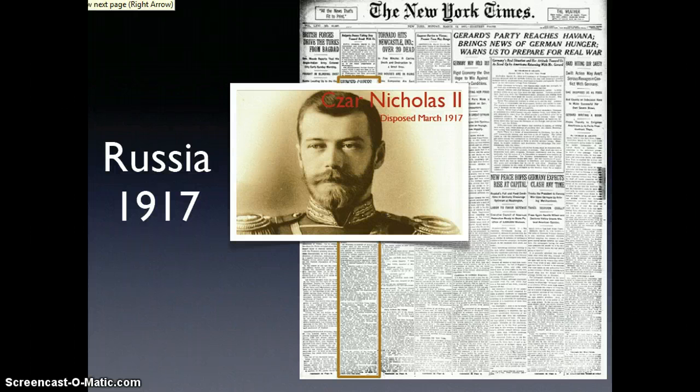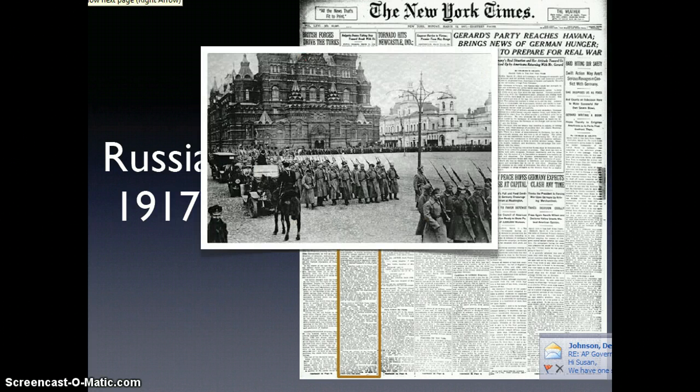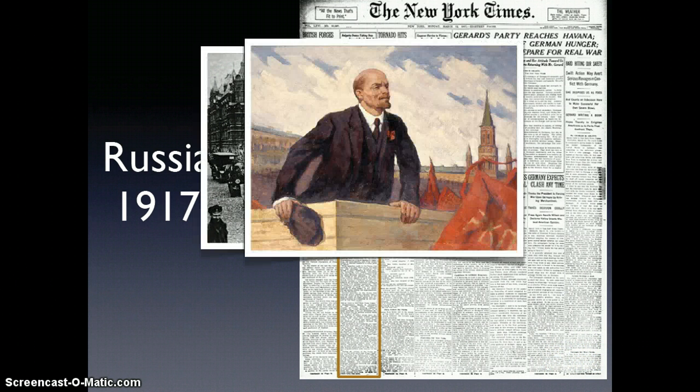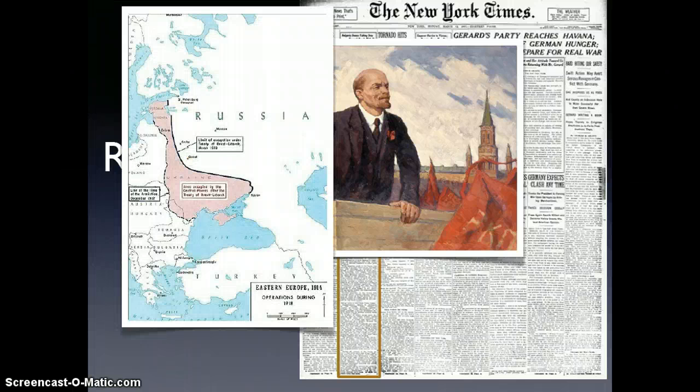So for a few months, we would have Russia in a state of not really knowing what's going on or what is next, but there would be yet another revolution. And this would take place a couple months later in November of 1917. And effectively what this would do is that in the second revolution, the provisional government was removed and replaced with a Bolshevik or communist revolution.